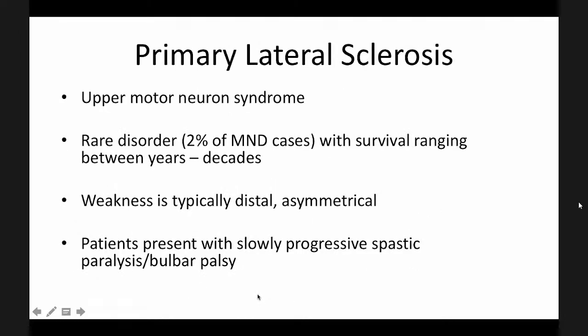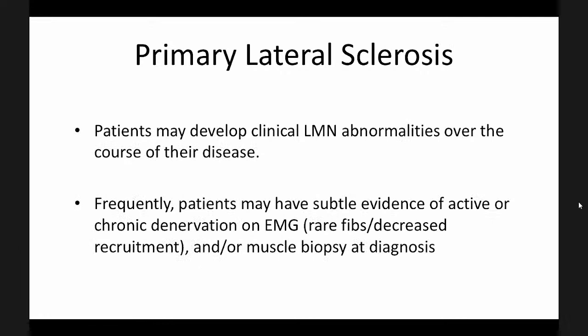There is primary lateral sclerosis, an upper motor neuron syndrome. It is a rare disorder, and weakness is typically distal and asymmetrical. Patients present with slowly progressive spastic paralysis and bulbar palsy. Patients may also develop clinical lower motor neuron abnormality over the course of the disease. Frequently, patients may have subtle evidence of active and chronic denervation on EMG or muscle biopsy at the time of diagnosis.